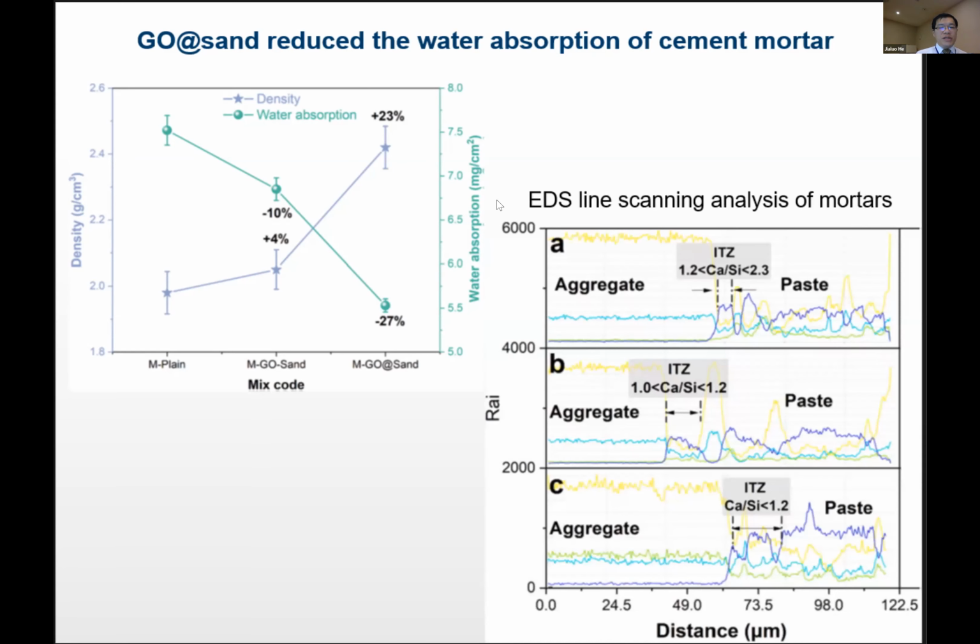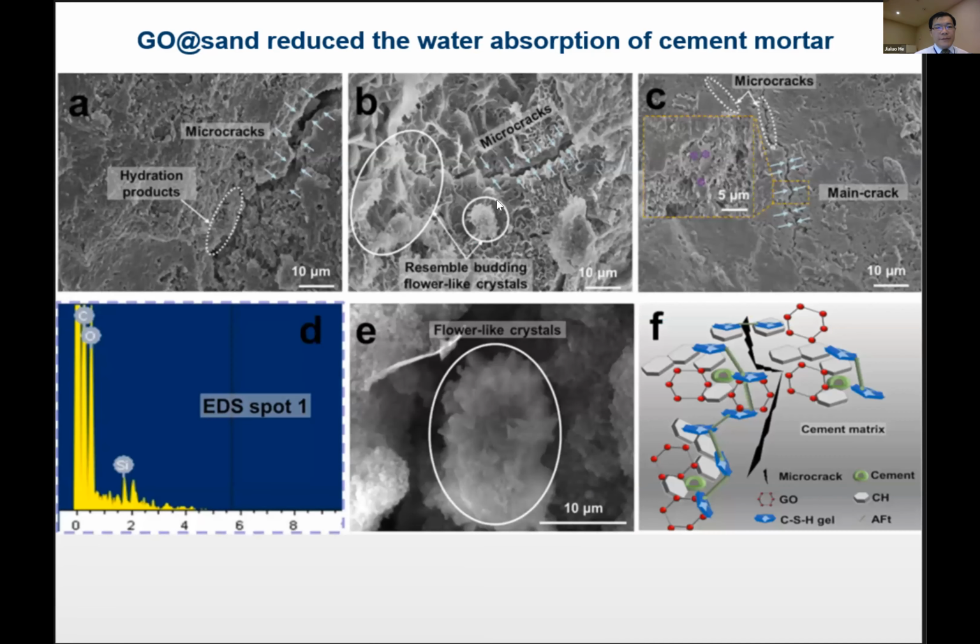And of course, we use some other tools like the EDS, run a line scan to look at the ITZ, and we found that the calcium to silica ratio for the GO at the sand, which is figure A, is telling us there's really good presence of CSH gel. So again, this kind of pre-treatment of the sand with graphene oxide reduces the water absorption of the cement paste, cement mortar. And we look at it under the scanning electron microscope.